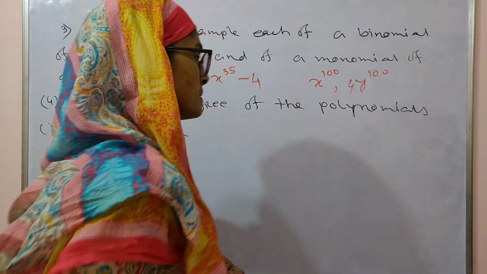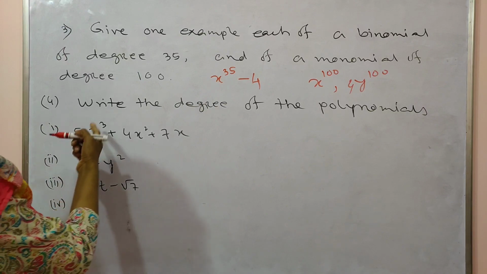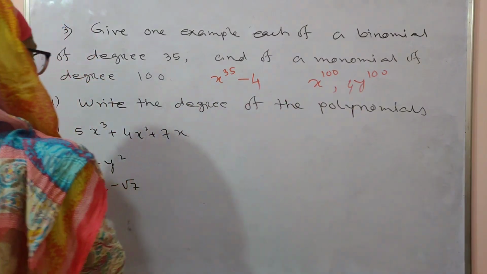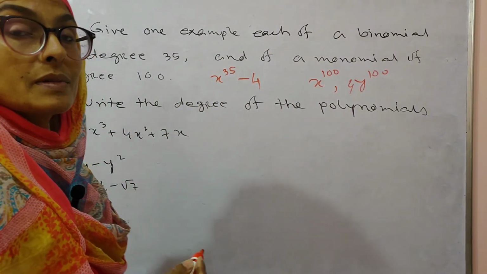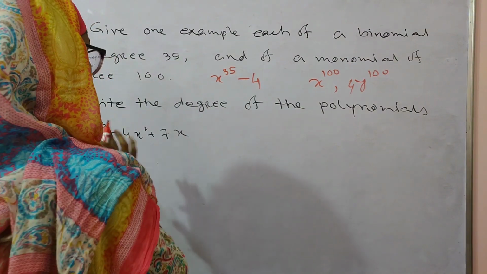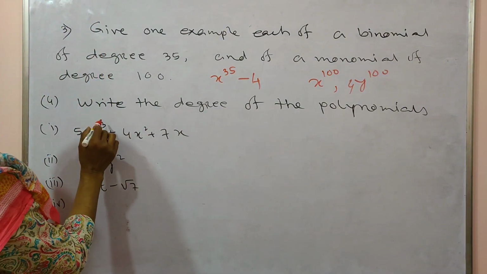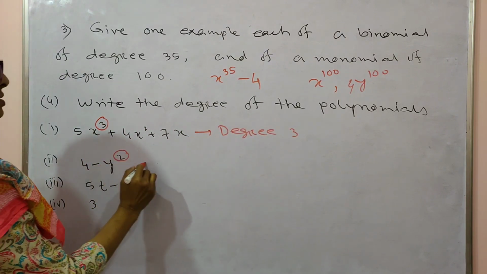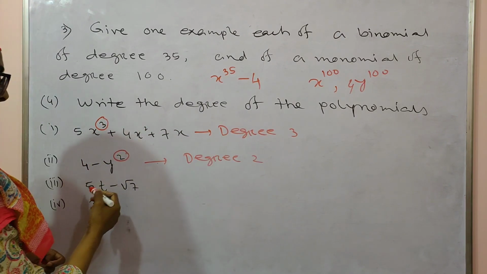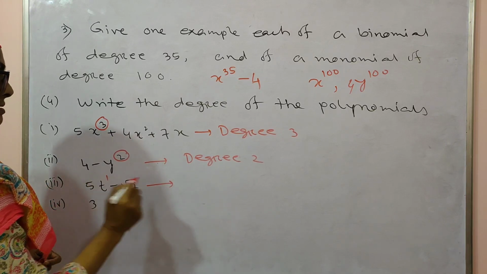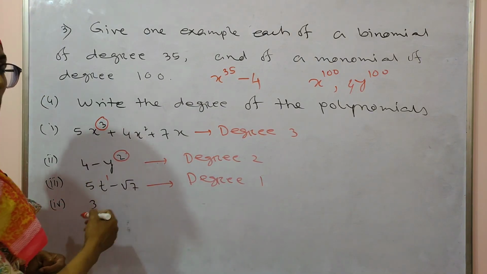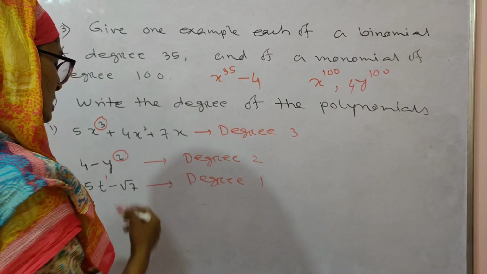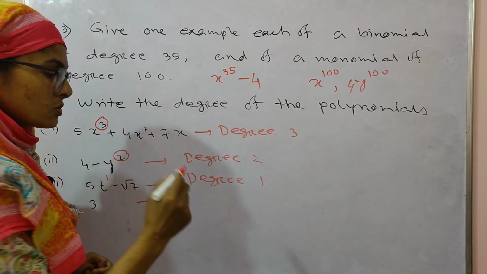These are the examples. Question number 4. Write the degree of the polynomials. Degree means the highest power of the polynomial. Here the highest power is 3, so here degree 3. Here the highest power is 2, degree 2. Here the highest power is 1, so degree 1. Here it is a constant polynomial. Remember this one: the degree of a constant polynomial is 0.